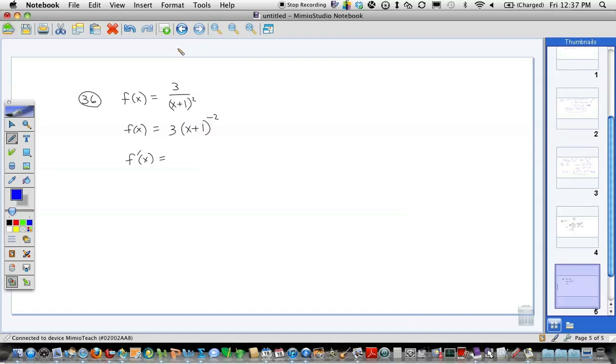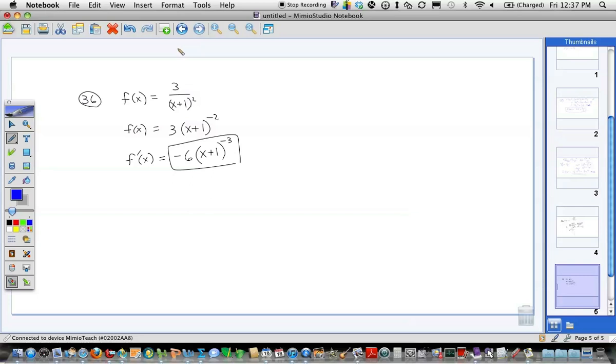The 3 just stays there. The negative 2 comes down in front, giving you negative 6. What about the x plus 1? Stays the same because that's a left shift. The slopes will also shift to the left. And the power? Negative 3. It is perfectly fine to leave your answer like that. You do not need to then go back to a positive power. That's fine. I don't care about that.